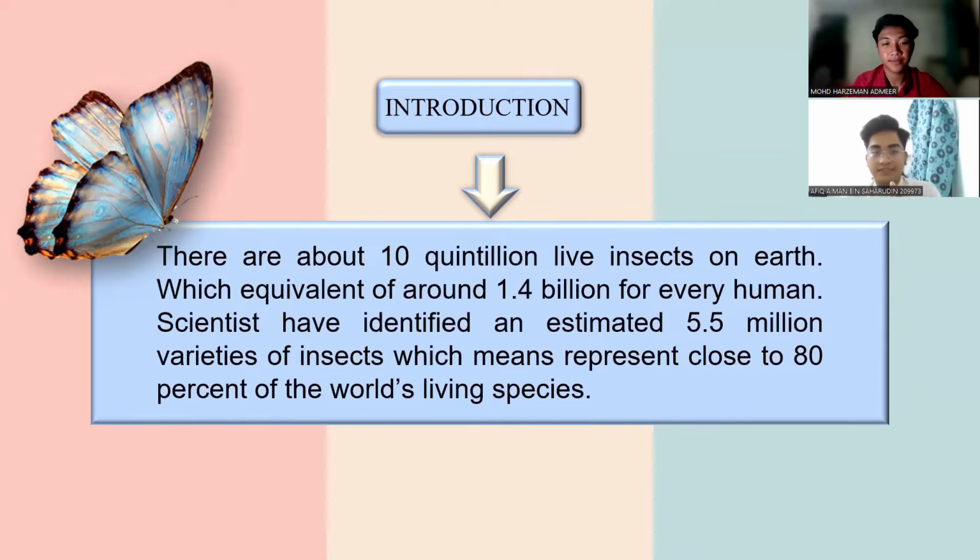For the introduction: there are about 10 quintillion live insects on Earth, which is equivalent to around 1.4 billion for every human. Scientists have identified an estimated 5.5 million varieties of insect, which represent close to 80% of the world's living species. Can you imagine that in this world that we live in, we have many species of insect that we don't even know? There are many insects that live in our world.